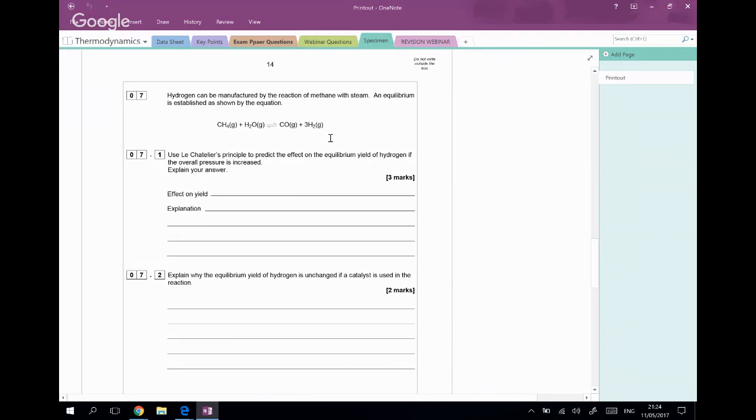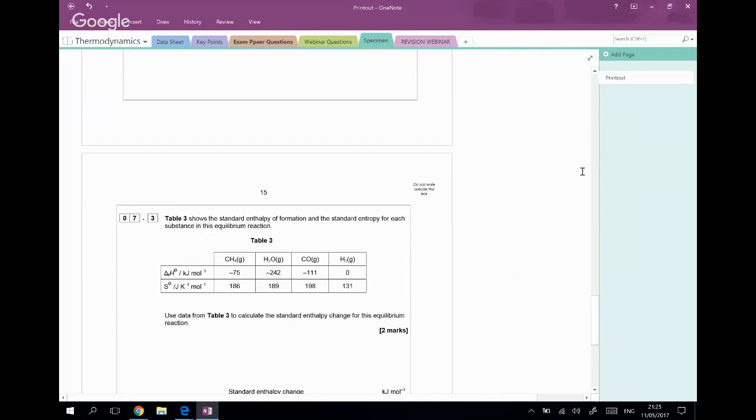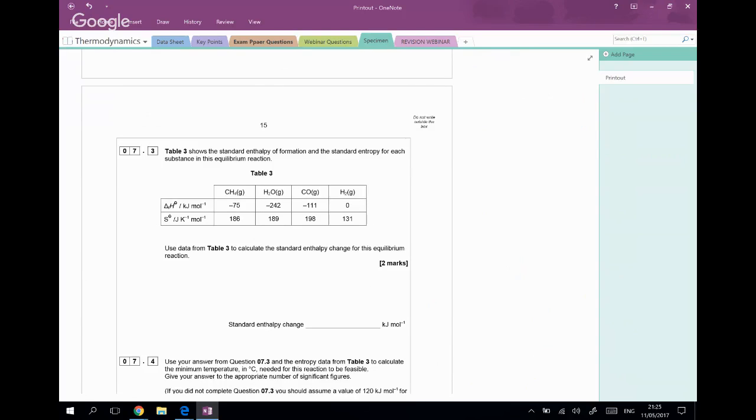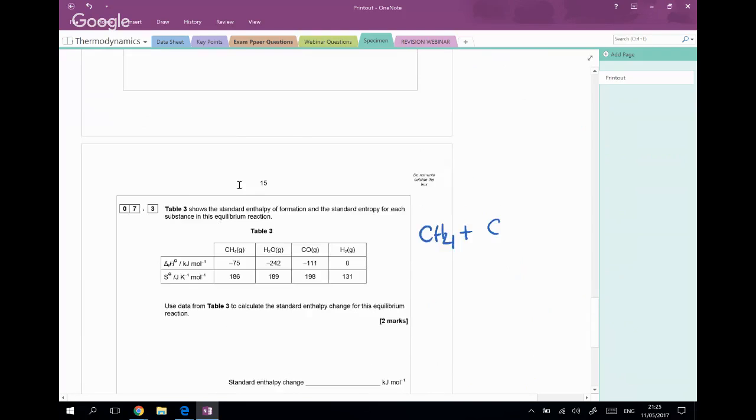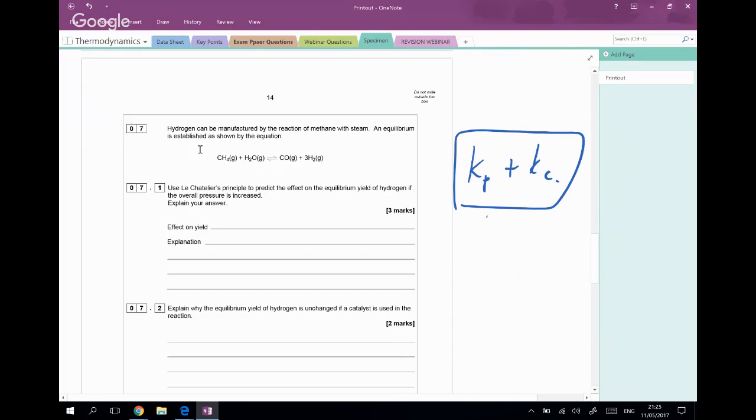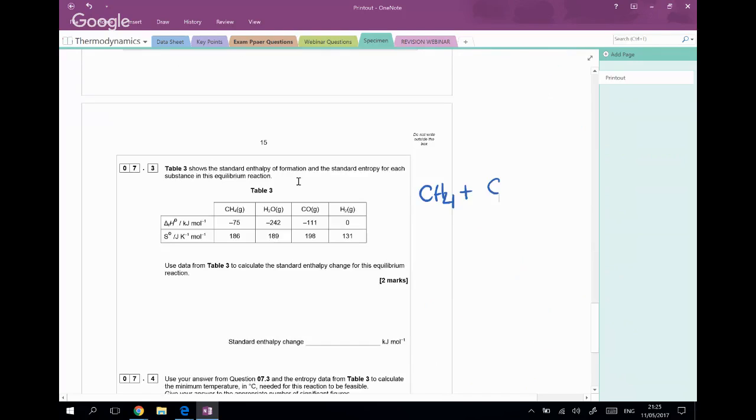This is a question about Le Chatelier's principle at the beginning. We will be looking at KP and KC next week, which is sort of starting off the question. But as we move on, we then move on to a question down here. I'm just going to repeat the equation because it's CH4 plus H2O to make carbon monoxide plus 3 hydrogens.